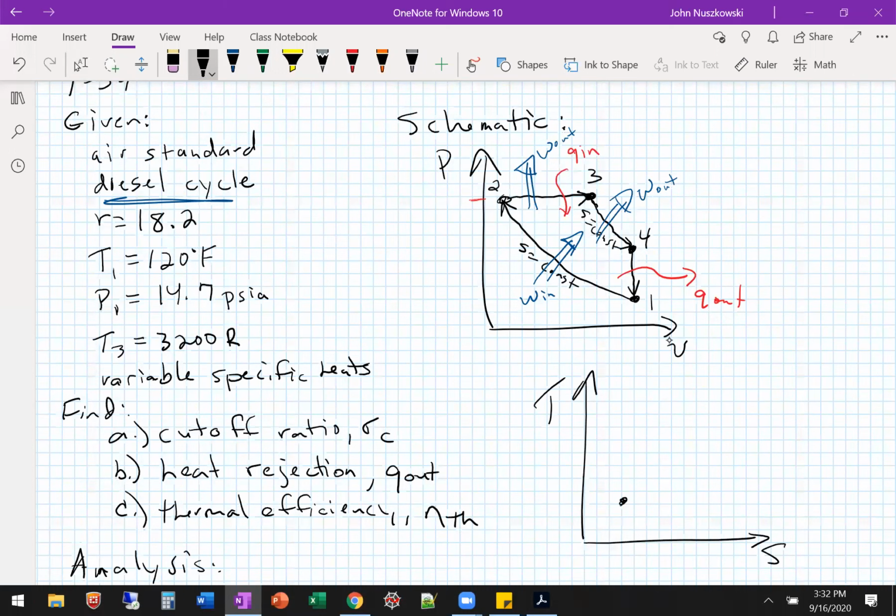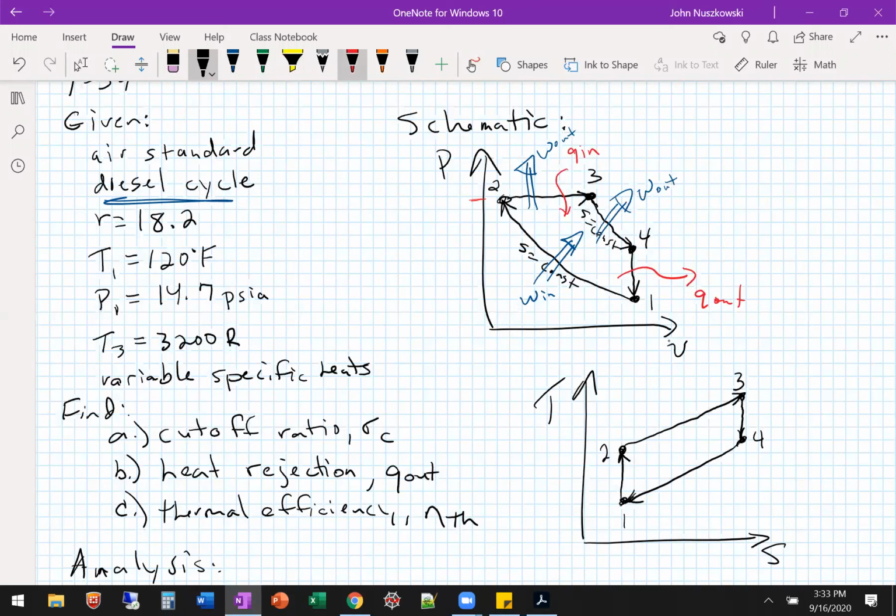We've got 1, and we isentropically compress in the closed system to 2. So S is kept constant, raising the pressure and temperature. Now we have a heat addition at constant pressure. So we go left to right because we're adding heat, we're adding entropy to the system. And then we have isentropic expansion from 3 to 4, so we're keeping S constant. And then 4 to 1 is our heat rejection.